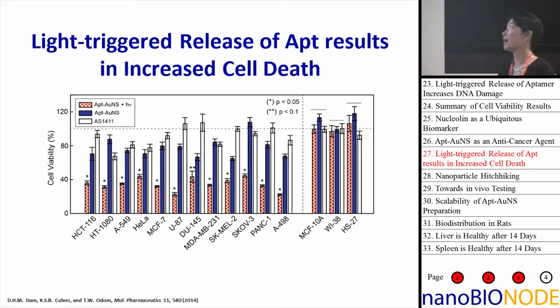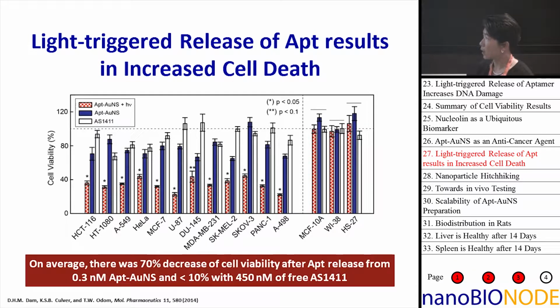Okay, this is not the last histogram, but one of the last histograms that I think summarizes this data. So what I want to reemphasize is that there was a 70% decrease of cell viability by putting the drug on the particle itself. And it's much better than just less than 10% with the free AS1411.